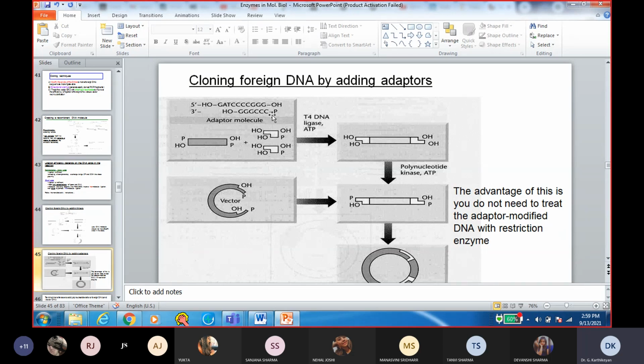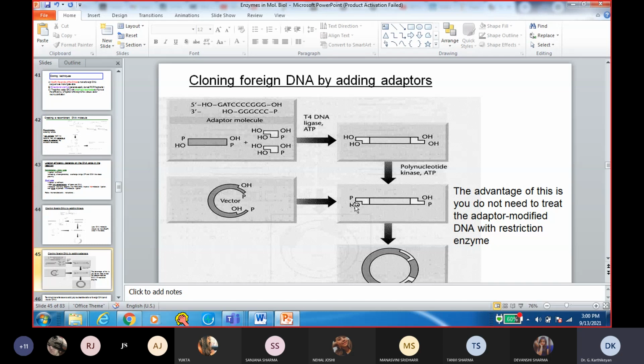As a result of this, typically what happens is this and this ligate. This phosphate and this hydroxyl ligate. So what you end up having is 4 hydroxyl groups. And when you try to clone it, you're going to use a vector, and the vector will give you the phosphate backbone, to which this will go and ligate itself.